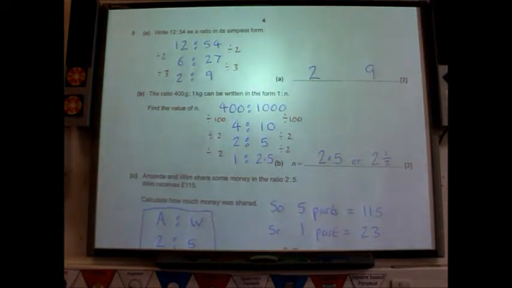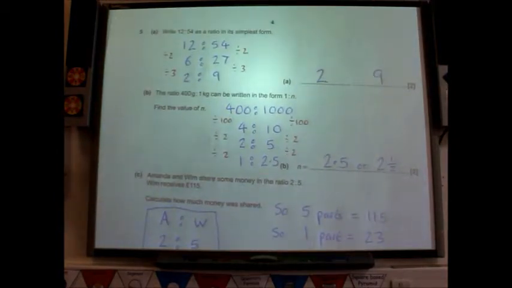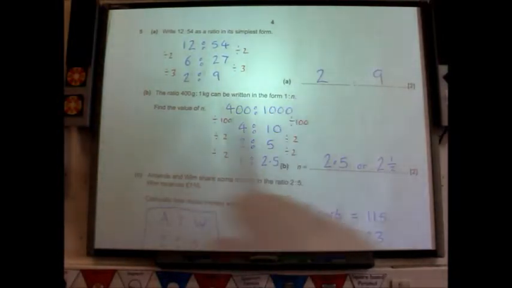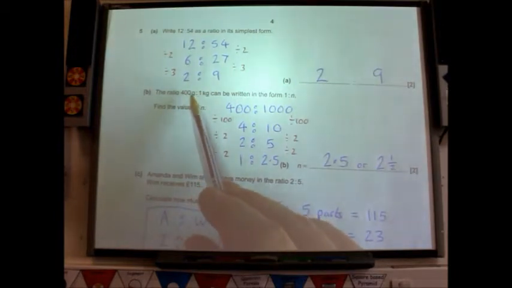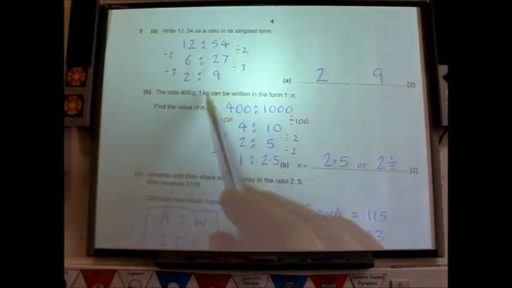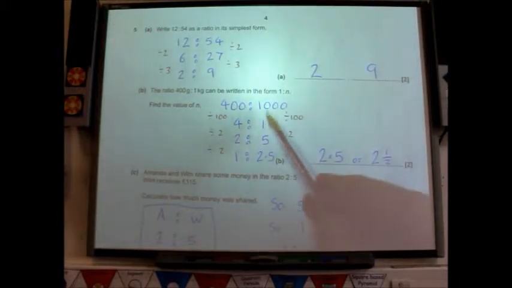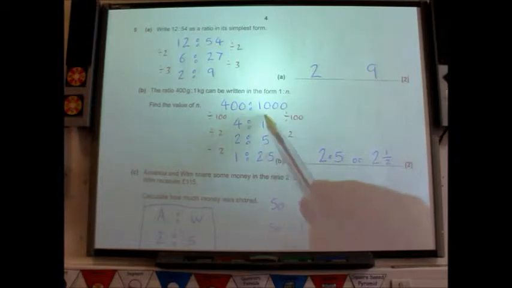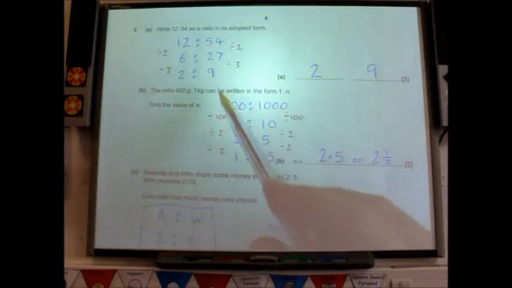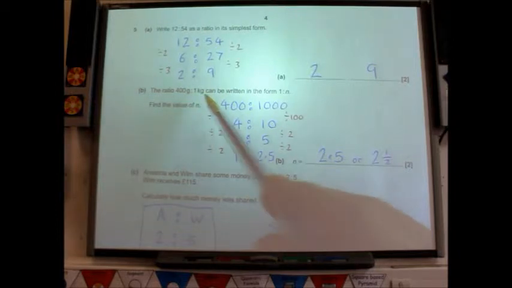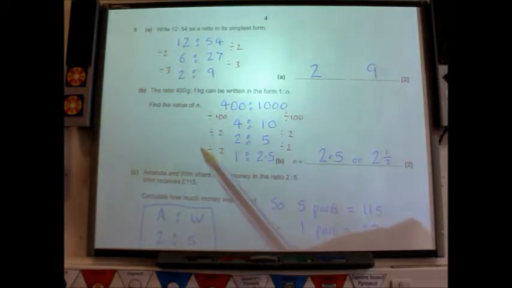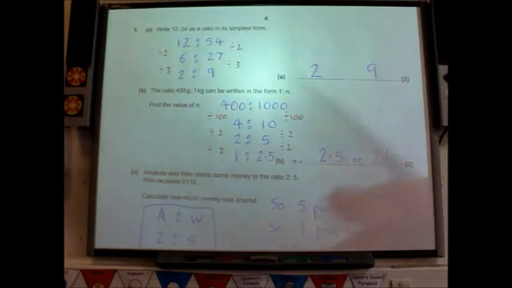The ratio 400 grams to 1 kilogram can be written in the form 1 to n. Find the value of n. So what this is on about is if you can get this number down to 1, what would this number be here? So again, show your workings because you'll get credit for doing things like this. So it's 400 to 1,000. I hope you can spot where that 1,000 comes from because it's 1 kilogram. And I hope you know kilo means 1,000. Think of kilogram, kilometre, that sort of thing.